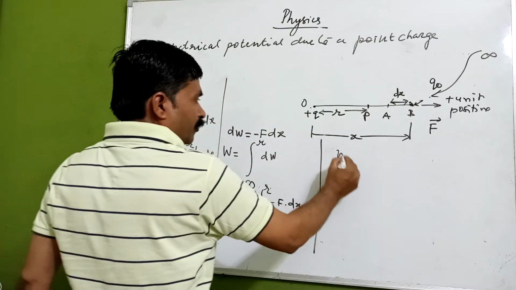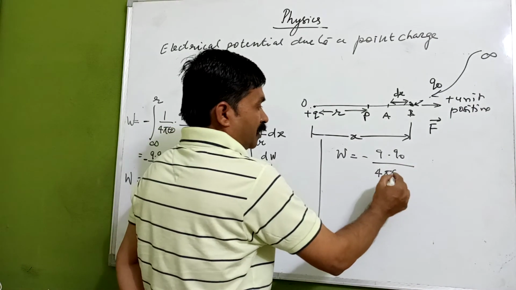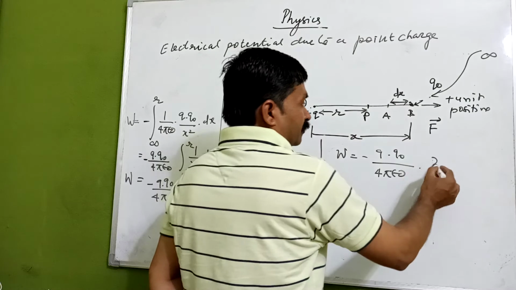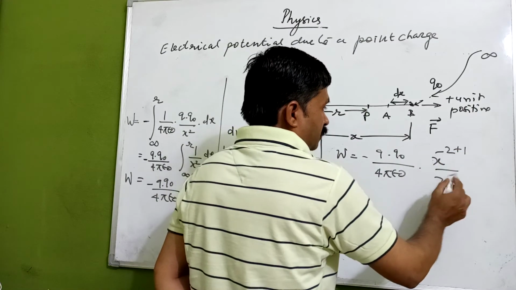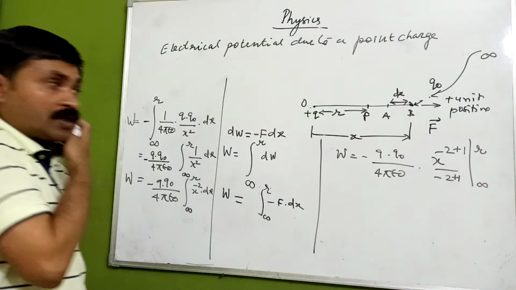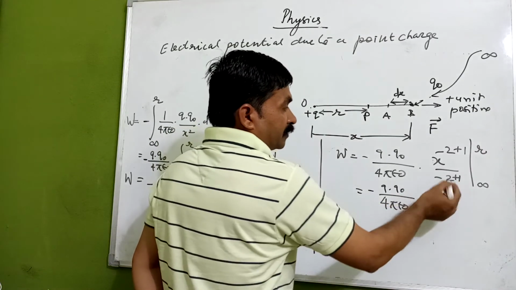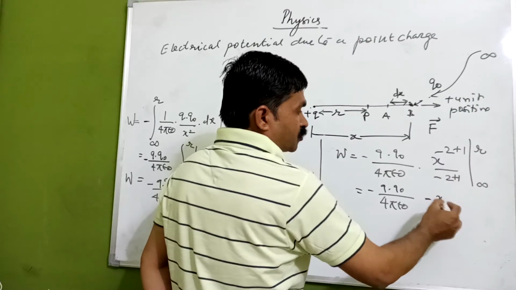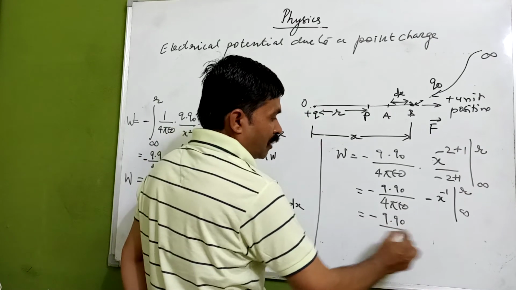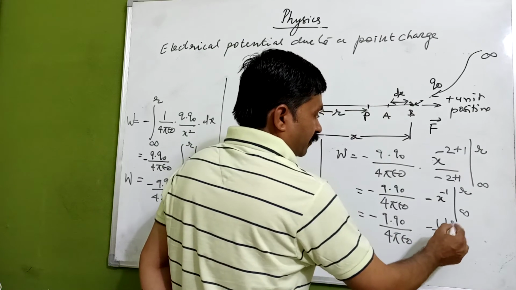Now we are having here W, which is minus q into q naught upon 4 pi epsilon naught, integral of x to the power minus 2 dx. If we are integrating it, what will be the relation? We will be having x to the power minus 2 plus 1 upon minus 2 plus 1, and the limit is from infinity to r. So here what we are getting, minus q into q naught upon 4 pi epsilon naught, and this is minus 1 upon x from infinity to r.